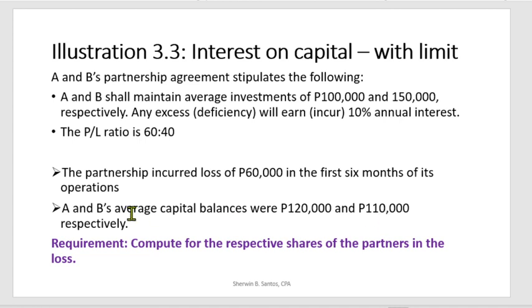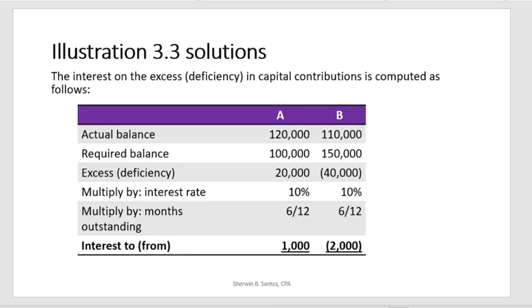Okay. Kung mapapansin mo, the requirements to compute for the respective shares of the partners in the loss. So, may loss na 60,000. Kung mapapansin mo, ang requirement is for the partners to maintain 100,000 and 150 average investments. Pero ang actual investments nila dito ay 120 and 110. So, meron na agad discrepancy. So, let us first analyze kung ano ang effect nito sa computation ng partners' profit and loss.